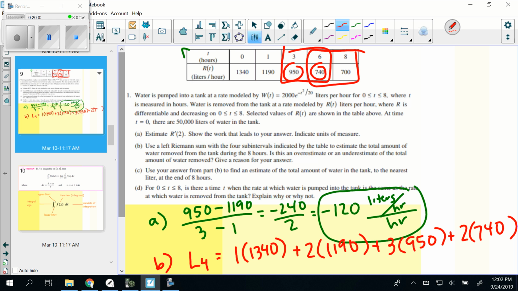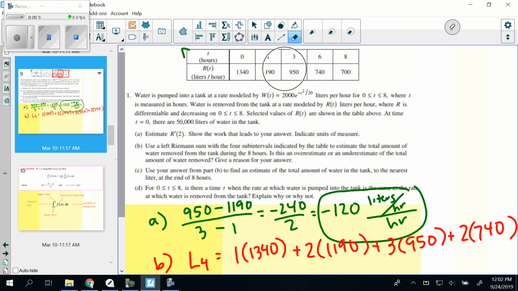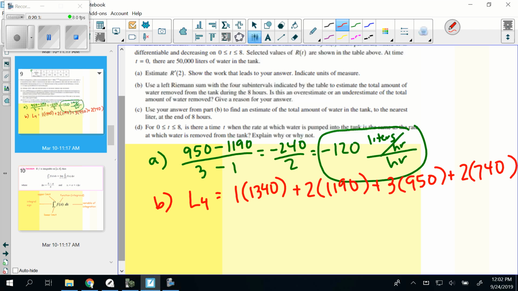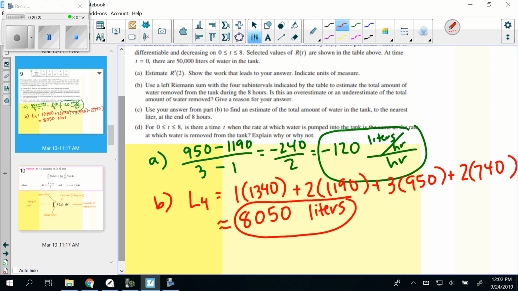So now if you go through and calculate that out and find all these rectangles and add them up, that would give you an estimate of the amount of water that left during those 8 hours. Just to save time, I've already calculated this out. You're going to get an estimate that 8,050 liters left or was removed from the tank during those 8 hours.